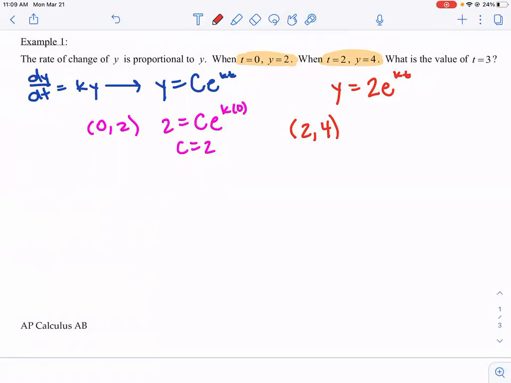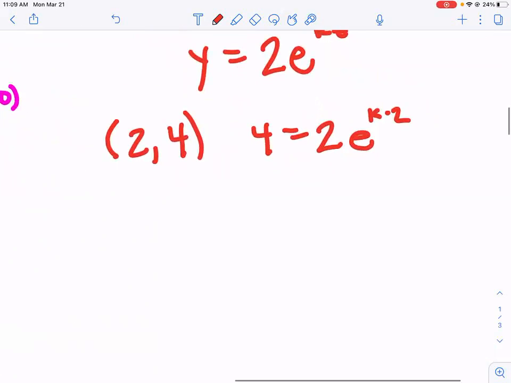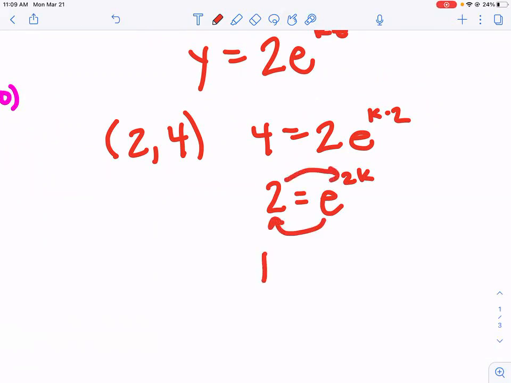So we have 4 equals 2 e to the k times 2. Do you agree? 2k would be fine. How do we solve for 2? Divide over the 2. And then, what'd you say? The circle thing. The natural log of 2 equals 2k.